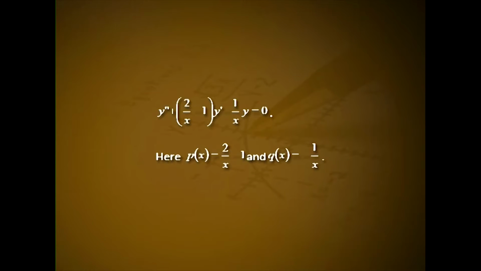The given equation can be rewritten as y double dash plus 2 by x minus 1 into y dash minus 1 by x into y is equal to 0.